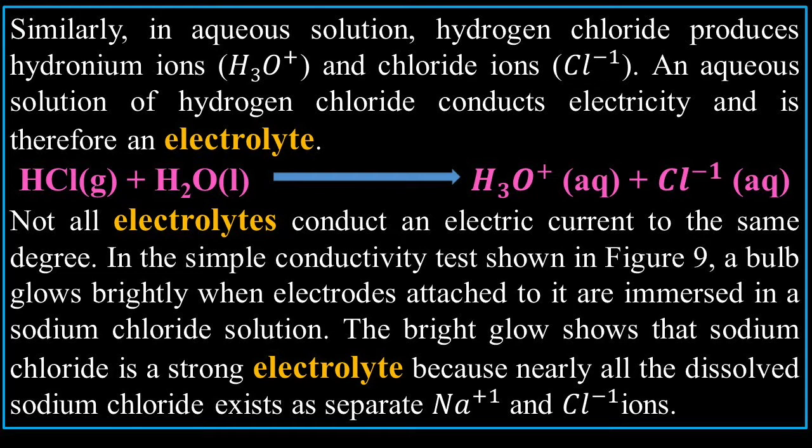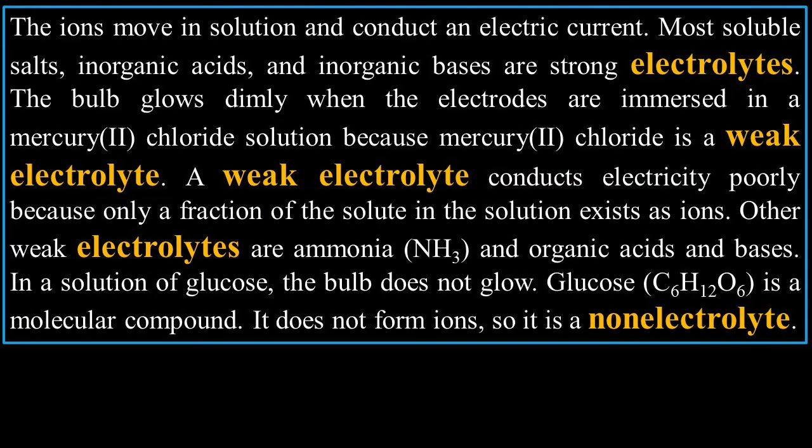When the hydrogen chloride is dissolved in water, it's actually called hydrochloric acid. Hydrochloric acid, even in the dilute state, is a strong electrolyte, and it creates a strong electrolytic solution.